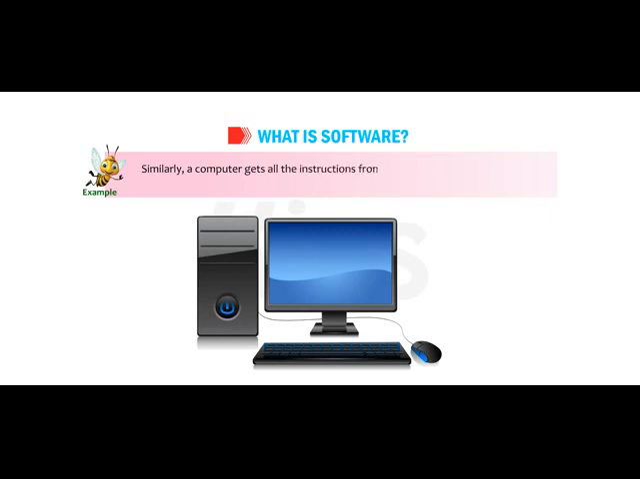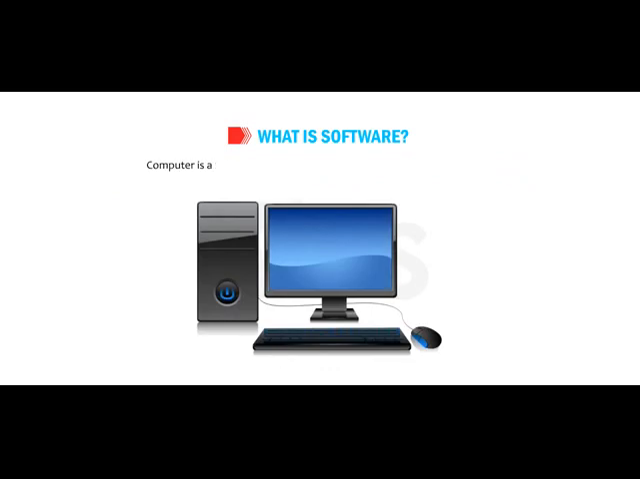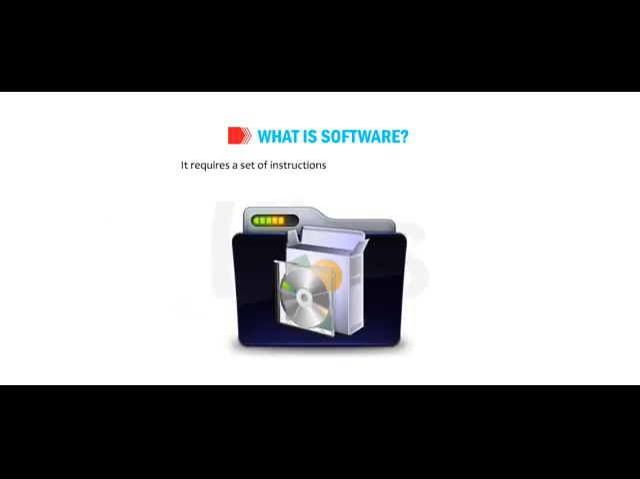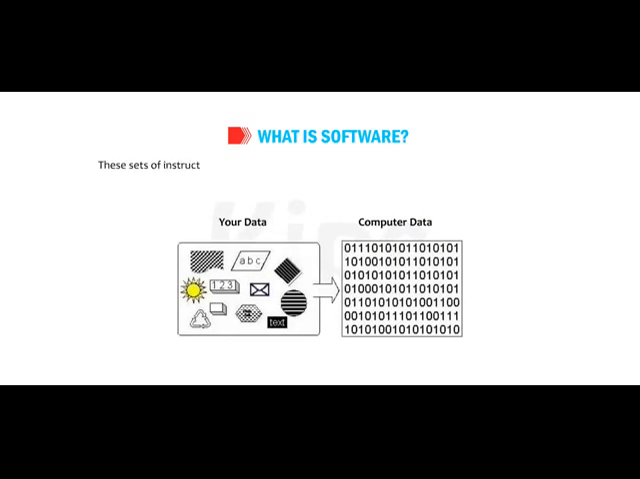Similarly, a computer gets all the instructions from the software to perform various tasks. The software is the soul of a computer, without which it cannot work. A computer is a machine that does not possess any intelligence of its own. A computer without instructions is like a car without an engine. It requires a set of instructions given by a user to work on.